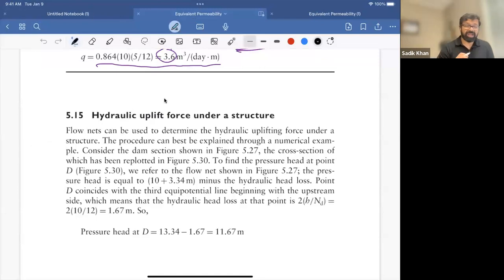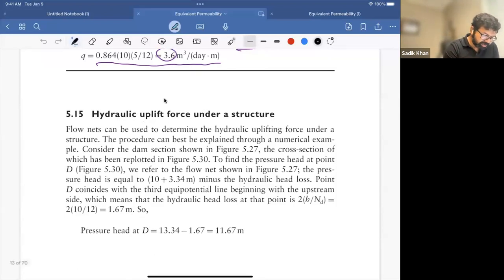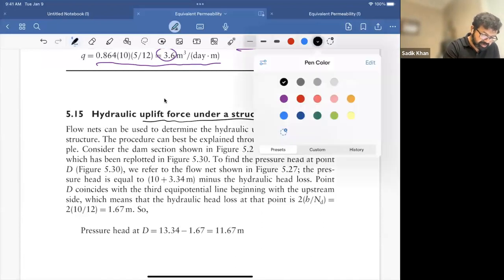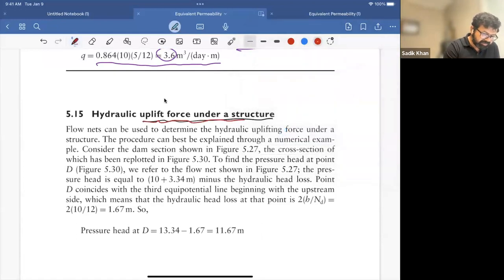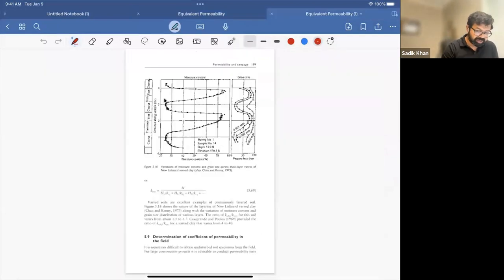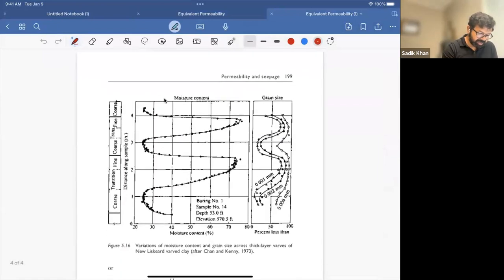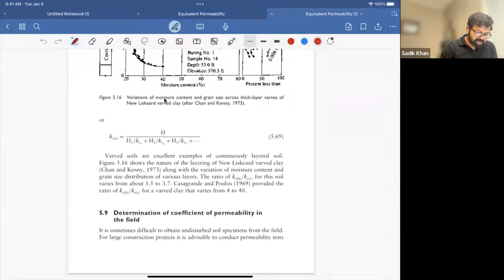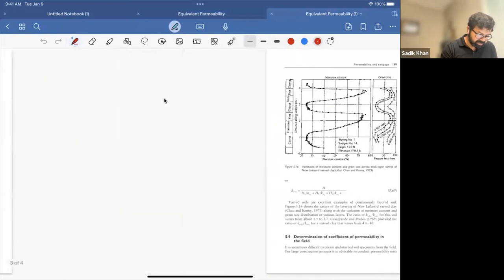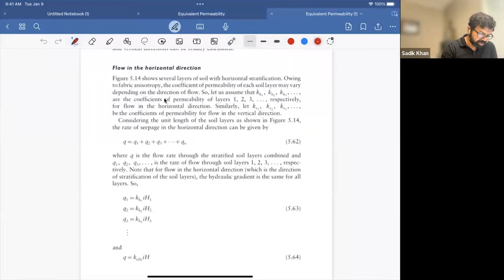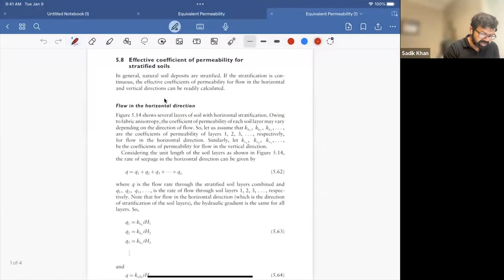Okay. So basically, the first thing I want to cover today is the uplift force under a structure. But before doing that, I also wanted to cover the equivalent permeability. So the equivalent permeability, I am going to post these on Canvas.